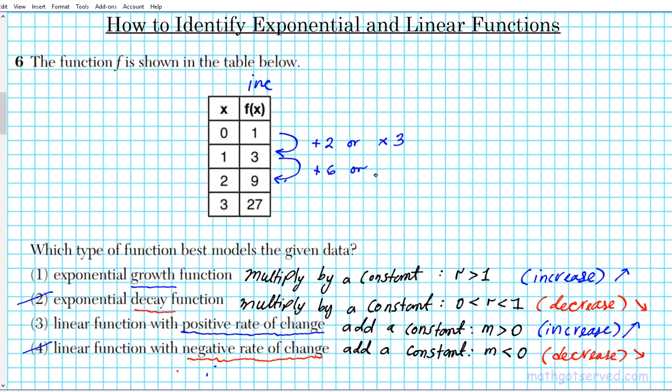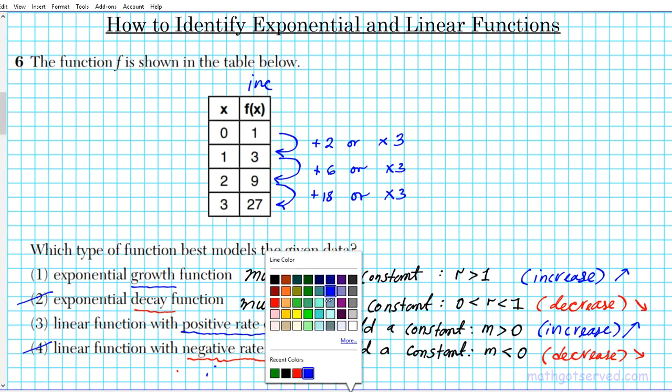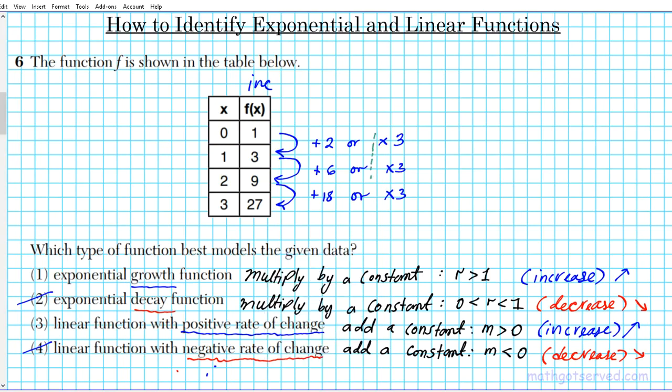So from 3 to 9 is equivalent to multiplying by 3. And then to go from 9 to 27, you add 18, right? You see how this is changing? So we see it's not linear. Or from 9 to 27, multiply by 3. Ladies and gentlemen, I hope you clearly see what the answer is. What's happening here is that we're multiplying by a constant that is greater than 1.